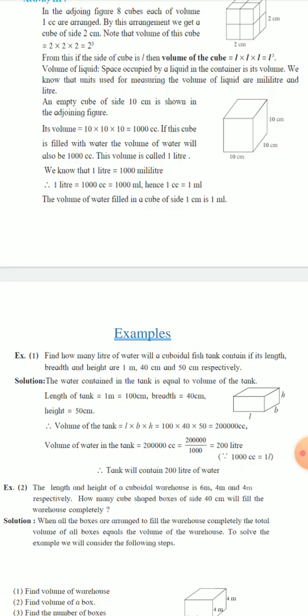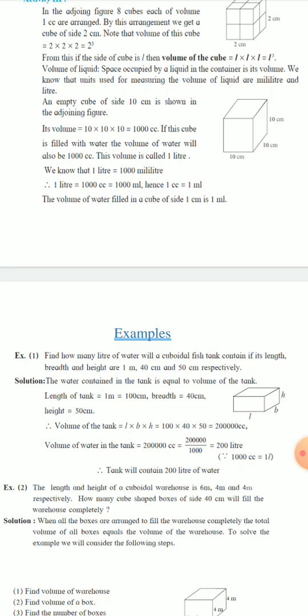If I want to calculate how many liters of water are inside the tank, the first step is to calculate the volume of the tank. We have the formula, volume of the tank is equal to length into breadth into height. All dimensions are given: 100 into 40 into 50, which is equal to 2 lakh cubic centimeter. Simple calculation. So this is the volume of the tank.